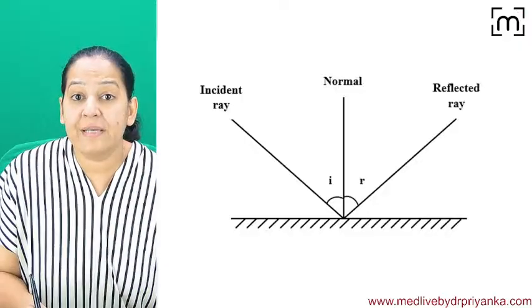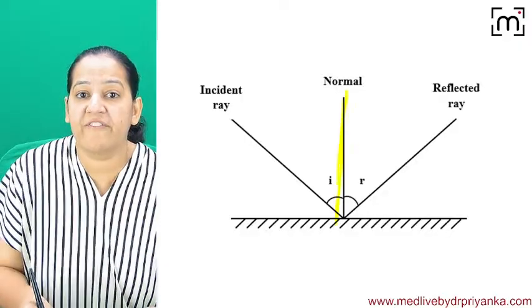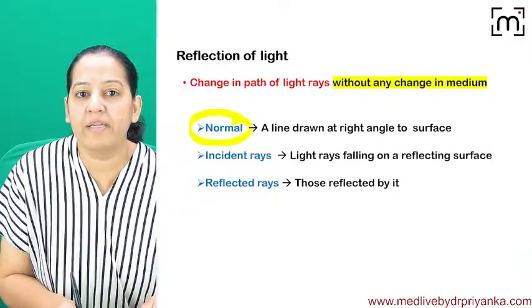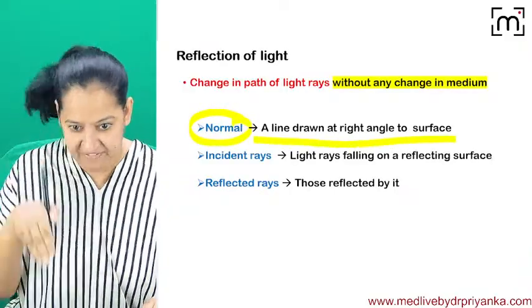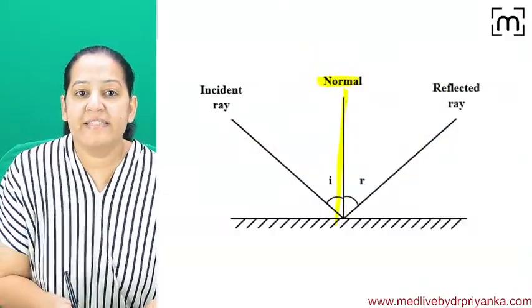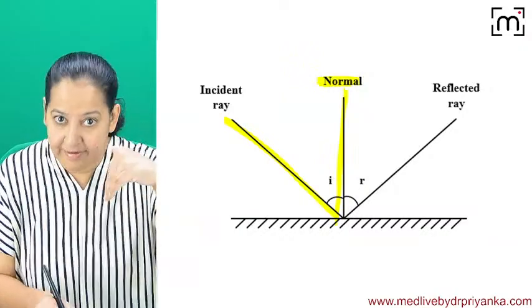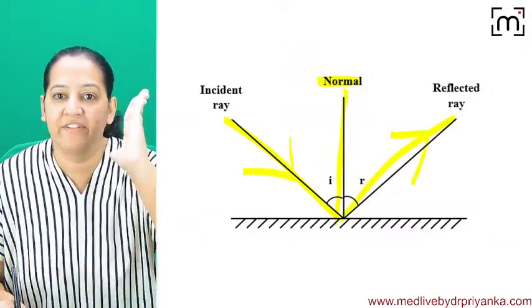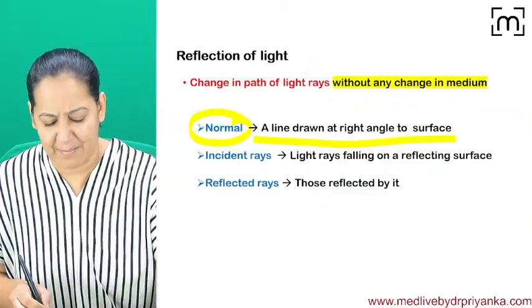You can see there is the perpendicular to the reflecting surface, which is known as normal. You know what is normal? The normal is a line drawn at right angle to the reflecting surface, that is the mirror. There is an incident ray which is falling. See the arrow, it is falling. And there is a reflected ray which is going back.